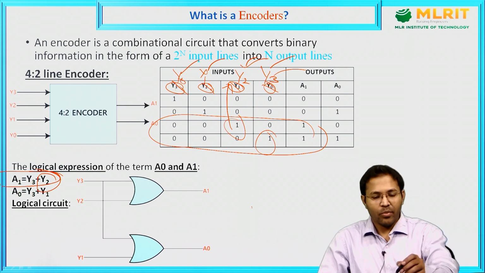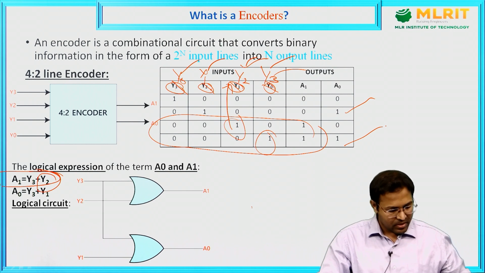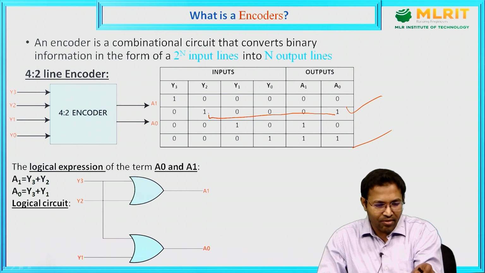Then what about a0? For a0 we have a 1 here, we have a 1 here. So let us see that once again. We have a 1 here, we have a 1 here. So go here, you have a 1.